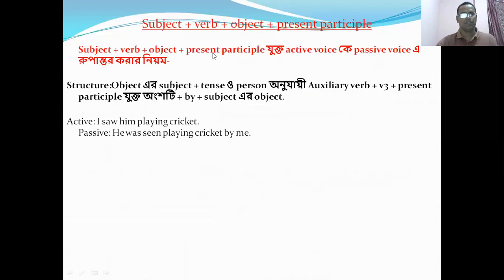Let's see, if we get subject plus verb plus object plus present participle, then we will use this structure. The object will be the subject, according to subject and tense the verb will be used from the main verb, present participle plus by plus subject. I saw him playing cricket. He was seen playing cricket by me.